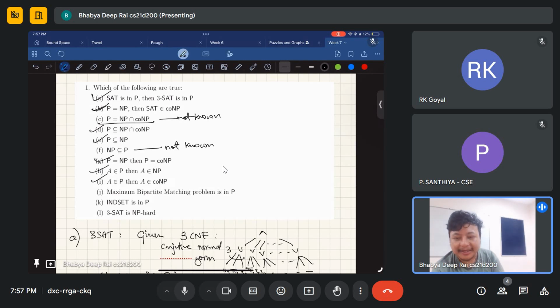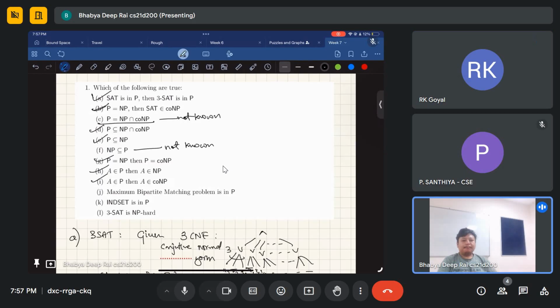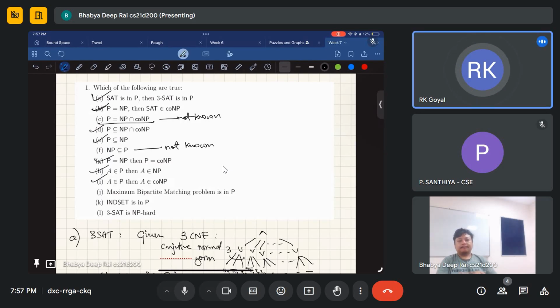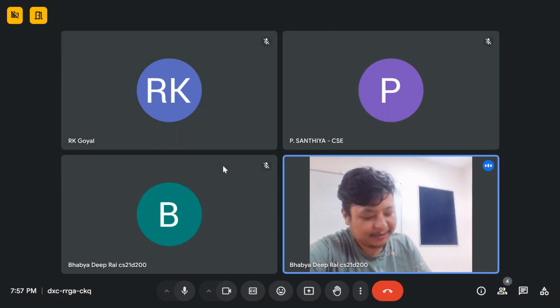Okay. Maximum bipartite matching problem is in P. Okay, so any answers for this? Maximum bipartite matching problem is in P. I forgot what this problem was, but I remember it was in P. It was in P. Okay. Yeah. So oops, sorry.